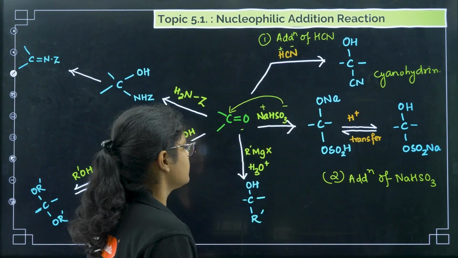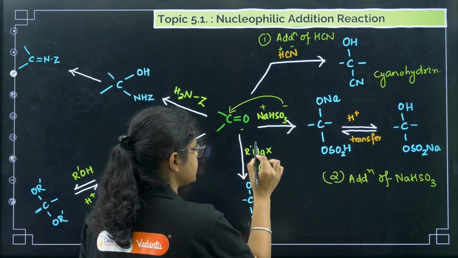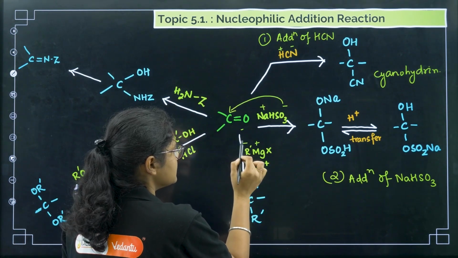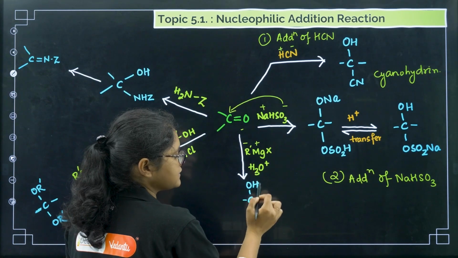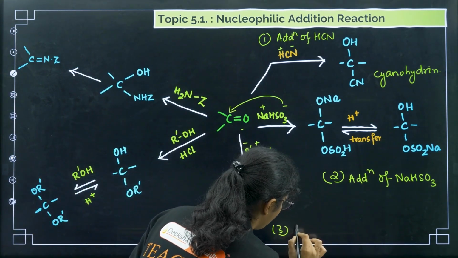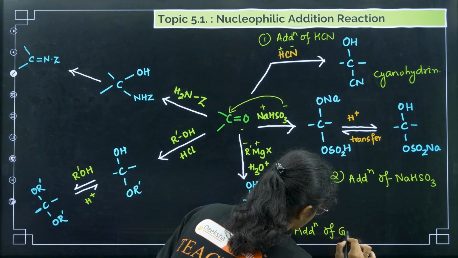Okay, now coming to the third one, that is addition of Grignard reagent. So if you remember Grignard reagent, Mg plus R minus, so this one goes here. Okay, so R attaches here and we get OMgX, then with hydrolysis that gets converted to OH, right? So this is your third one, that is addition of Grignard reagent.